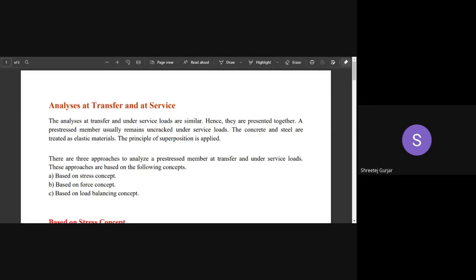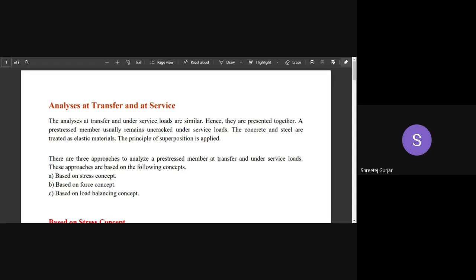So in this second chapter of your first module, we look into analysis at transfer and at service. We will specifically learn how to analyze your member at the transfer and at service stage. What I mean by transfer is whenever we transfer our stresses from pre-stressing steel to our concrete. That stage is called the transfer stage, wherein there are no live loads. We deal only with the dead loads, that is, the self weight of the structure.